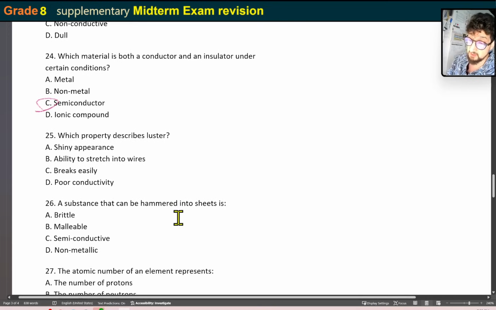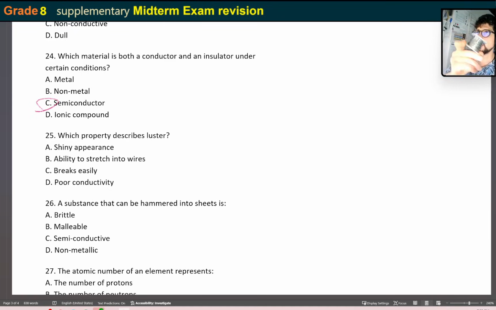Which property describes luster? Luster just means shiny and reflective. I'm going to show you metal. How do you know it's metal? It's shiny and reflective. So that's what luster means. Here is another one that is also a metal. How did you know it was a metal? Because it's shiny and reflective, right? So metals: shiny, reflective, lustrous.